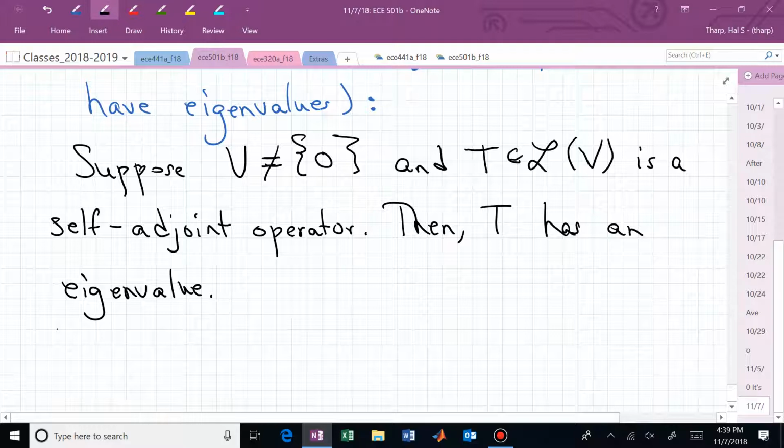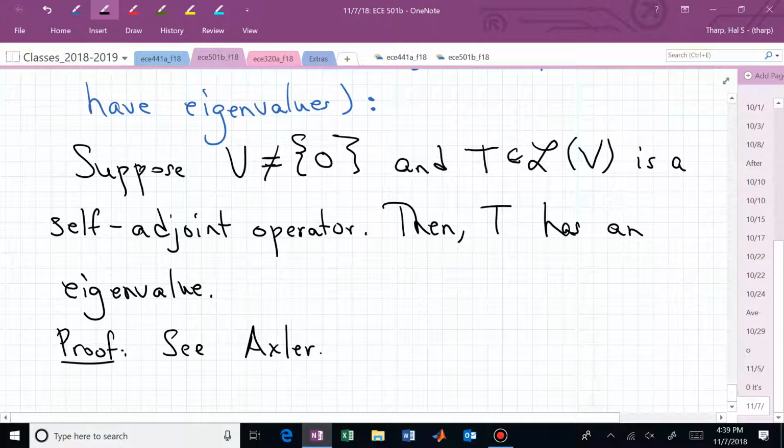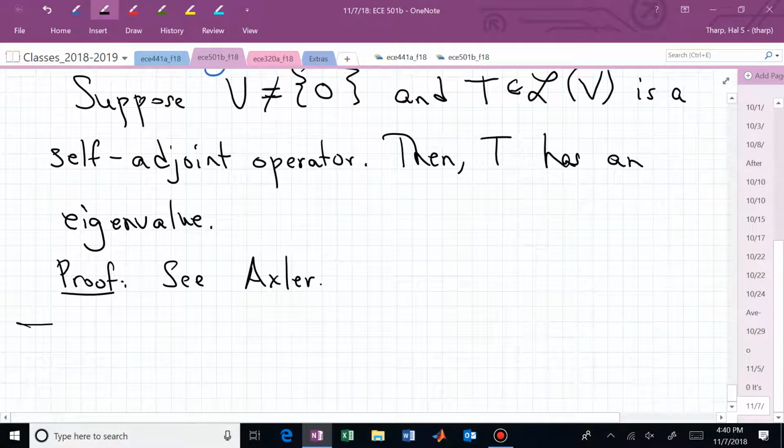And I'll just say, let's see the text for that proof. But now, if we have a self-adjoint operator, we're assured that it has an eigenvalue. Just like if we were dealing with a complex vector space, any operator there had an eigenvalue. We weren't assured of that when it was real. But now, if our operator is self-adjoint, we do have an eigenvalue. That's what this is giving us.